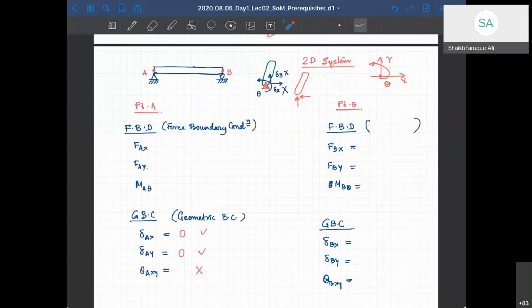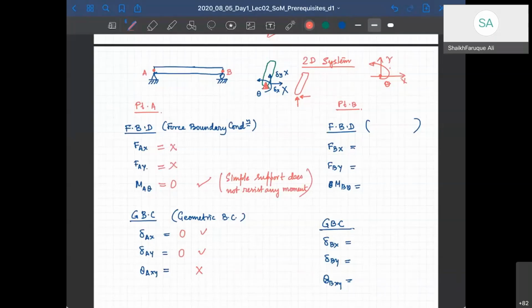But if I try to rotate it, what will happen? It will rotate, right? Why? Because the support is not resisting any moment. Simple support does not resist any moment. Please remember this. And therefore, the moment condition is 0 here and is known. Okay, but the forces will be resisted, and therefore this is not known to me.